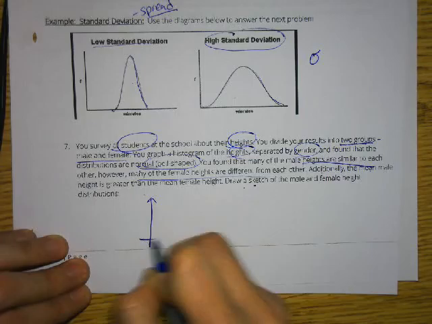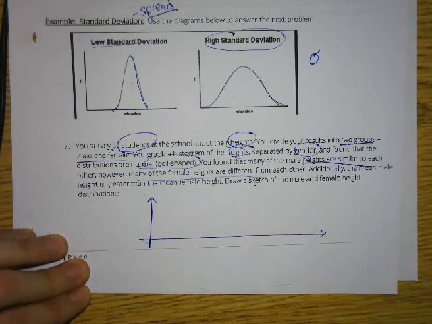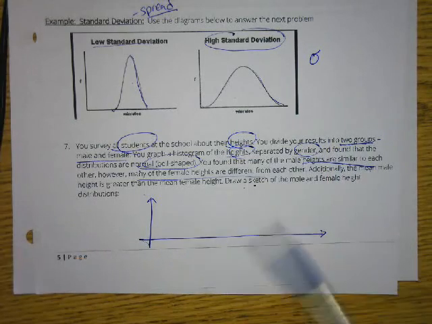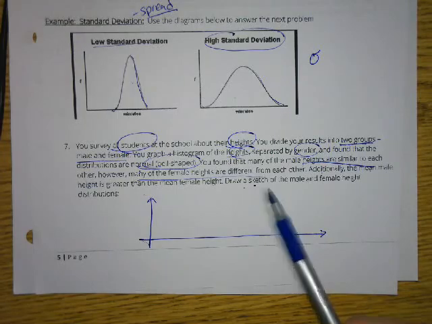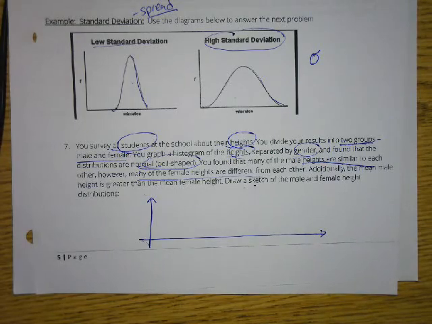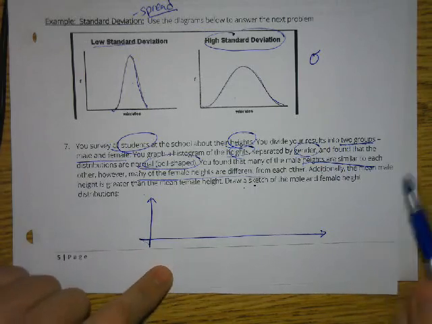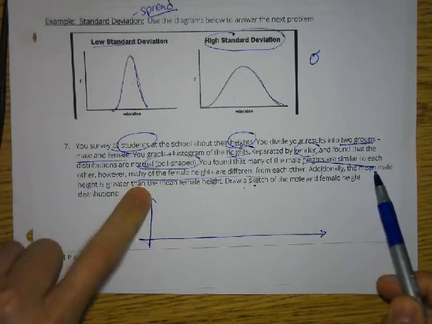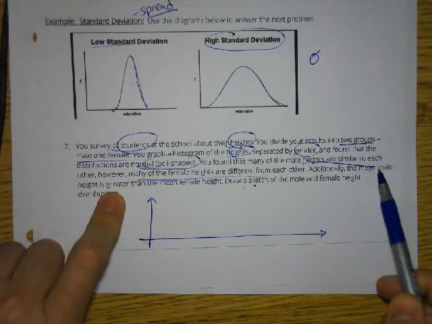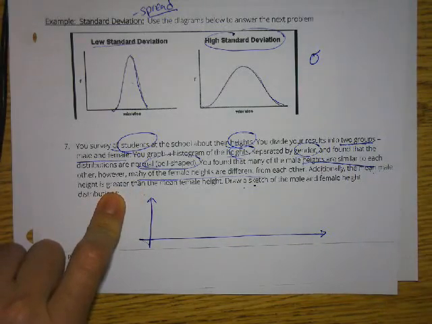So I'm going to get started by just drawing my axes here. Notice that no numbers were given in this problem. We're just trying to infer shapes and properties of these distributions. So the first thing I know that I'm going to work with is that the average male height is greater than the female height.